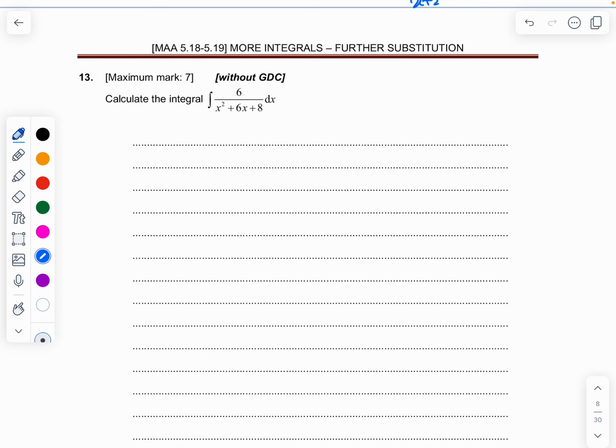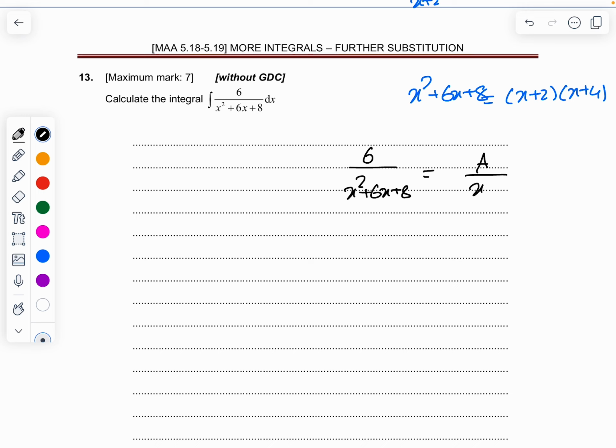Now question number 13. Calculate the integral of this. So what am I going to do? I am going to factorize x squared plus 6x plus 8. It can be written as (x plus 2) times (x plus 4). So I have to do partial fractions for that. 6 upon x squared plus 6x plus 8 equals a upon x plus 2 plus b upon x plus 4. So 6 equals a times (x plus 4) plus b times (x plus 2).